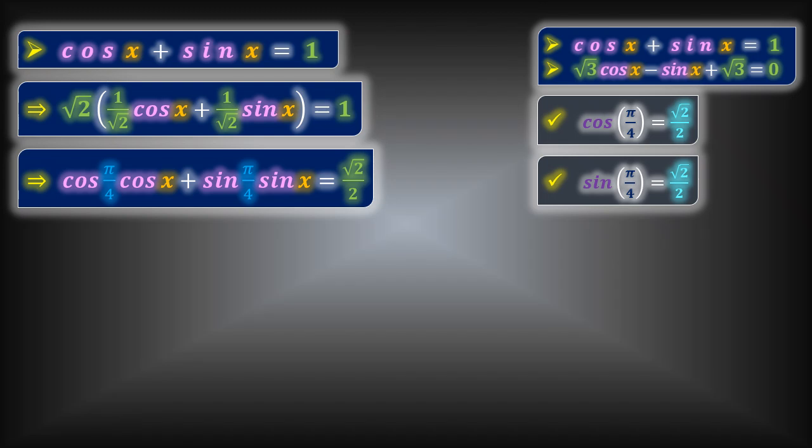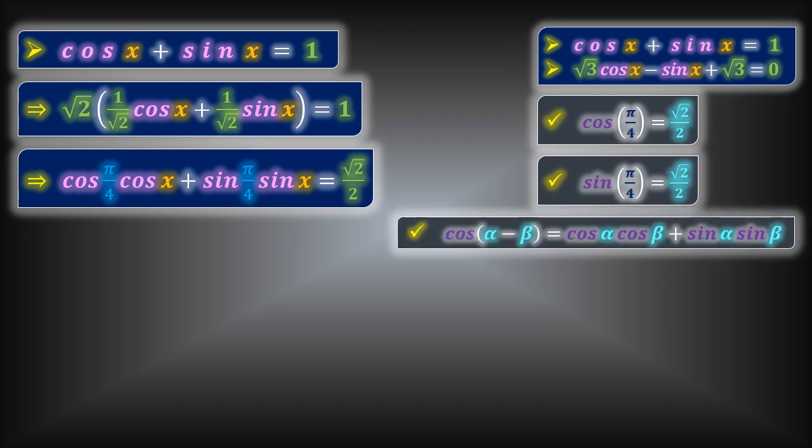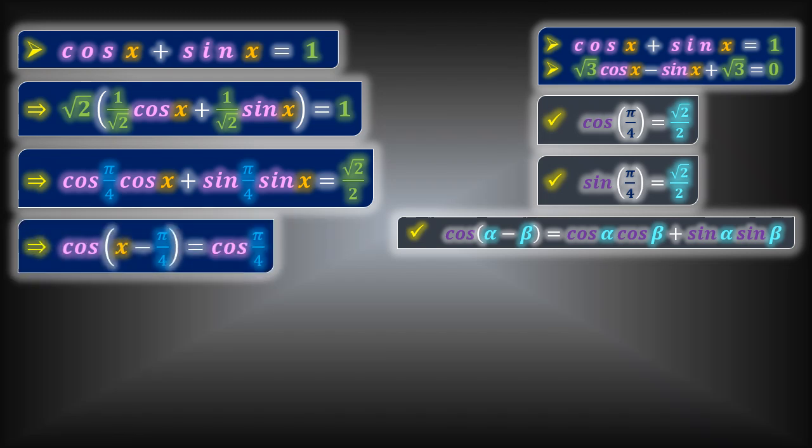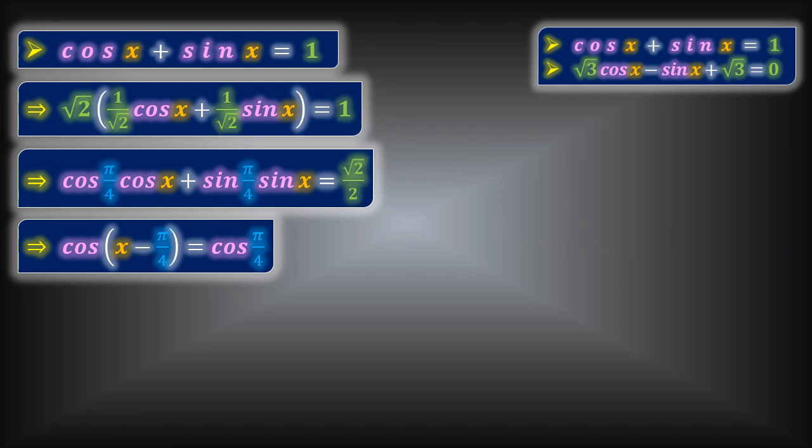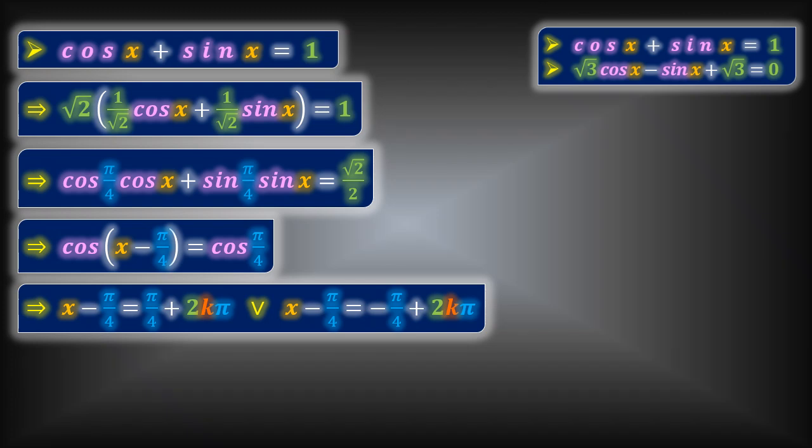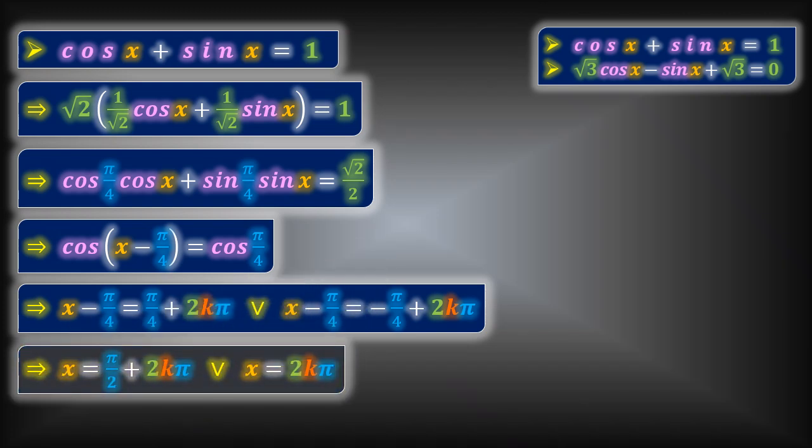Now using the trigonometric identity, cosine of alpha minus beta is equal to cosine of alpha multiplied by cosine of beta plus sine of alpha multiplied by sine of beta, we obtain cosine of x minus pi divided by 4 is equal to cosine of pi divided by 4. Therefore, x minus pi divided by 4 is equal to pi divided by 4 plus 2 times k multiplied by pi, or x minus pi divided by 4 is equal to minus pi divided by 4 plus 2 times k multiplied by pi. Hence x is equal to pi divided by 2 plus 2 times k multiplied by pi, or x is equal to 2 times k multiplied by pi.